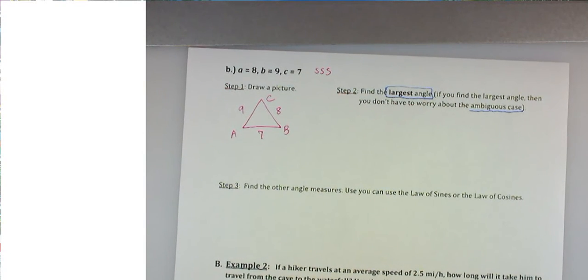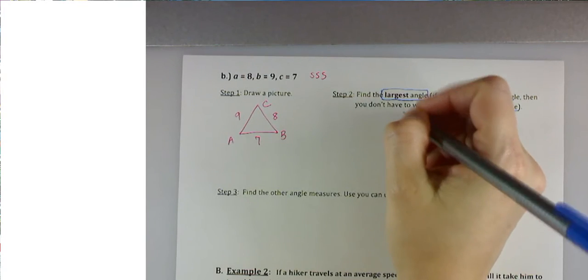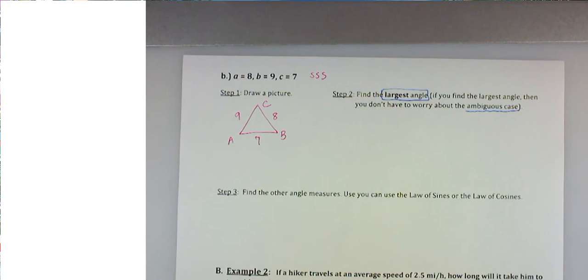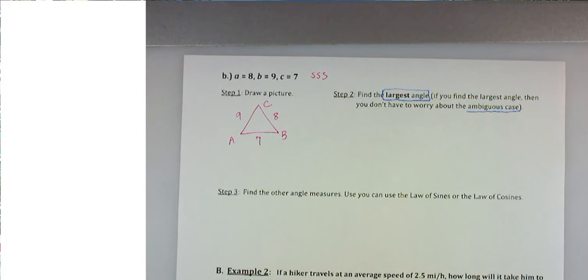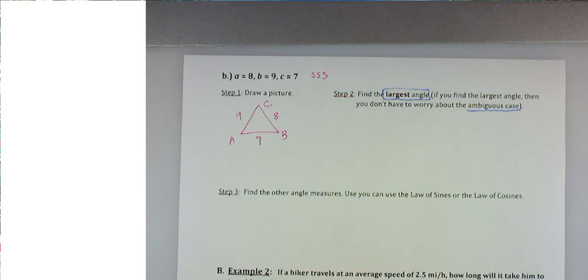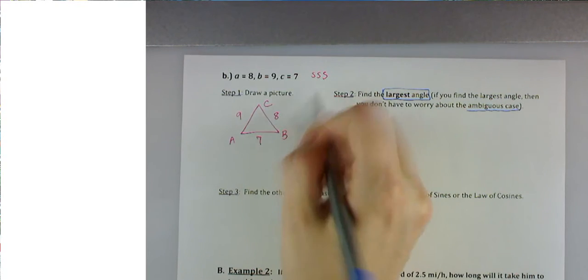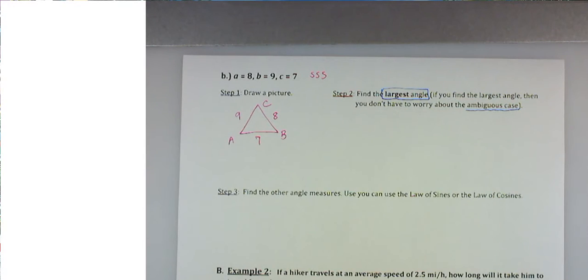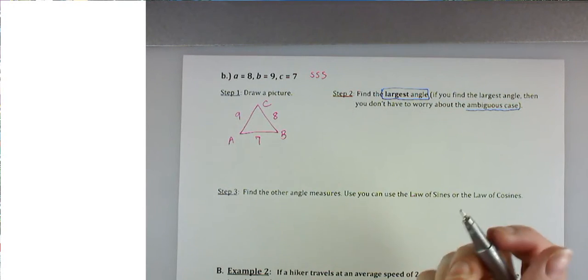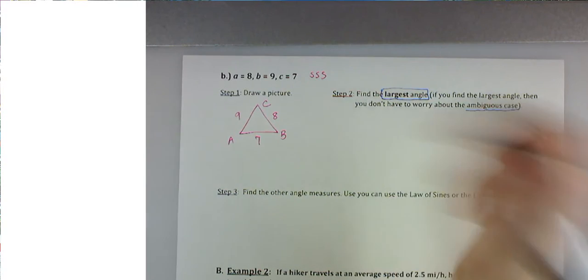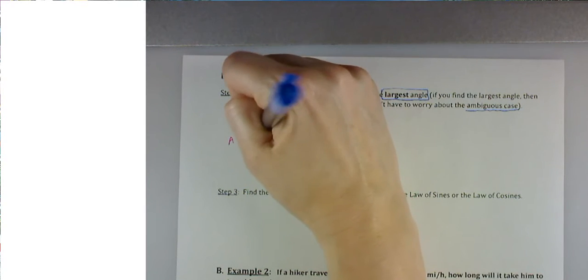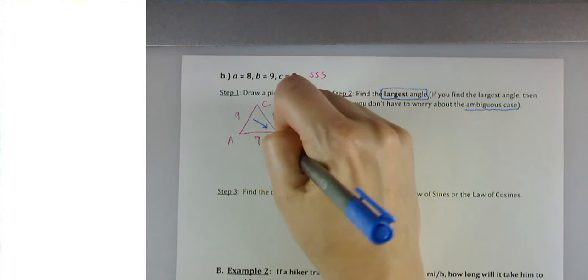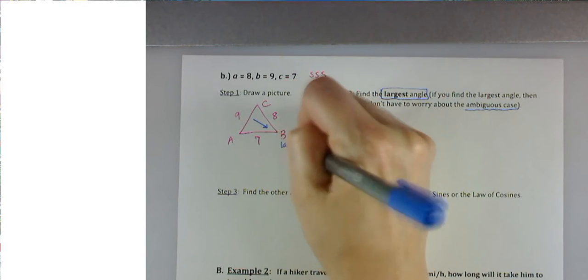All right, so to find the largest angle, what we're going to do first is set up our law of cosines. So we can't use the law of sines because we have the SSS. To figure out the largest angle, you just look at what the largest side is. So in this case, the largest angle is going to be B because it's across from the largest side.